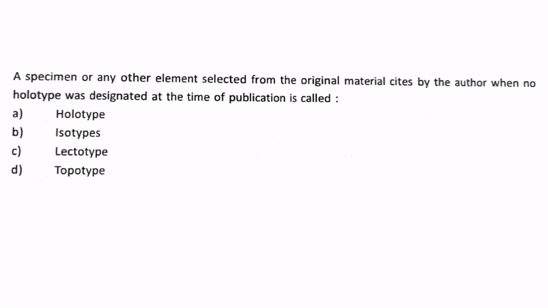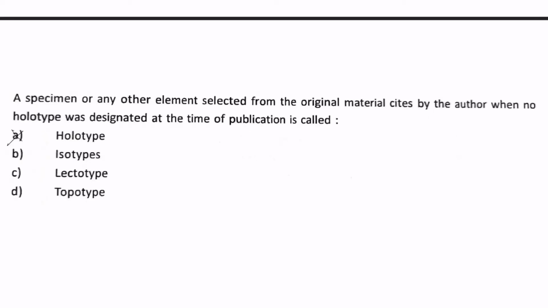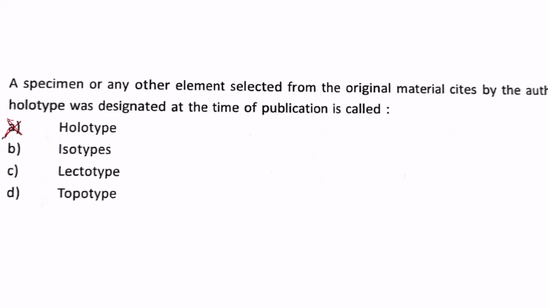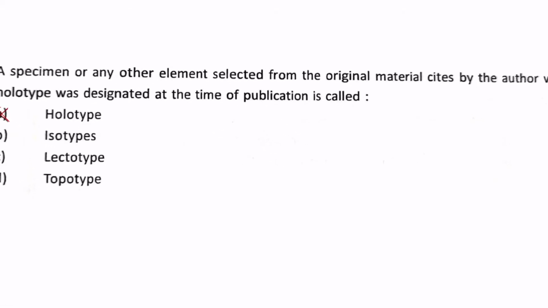So our first question is, a specimen or any other element selected from the original material cited by the author when no holotype was designated at the time of publication is called. Options were holotype, isotype, lectotype and topotype. Well, as we have already discussed in the previous video, holotype will not be the answer. Isotypes are collected from the plant of the same material of holotype, so even isotype won't be the answer.